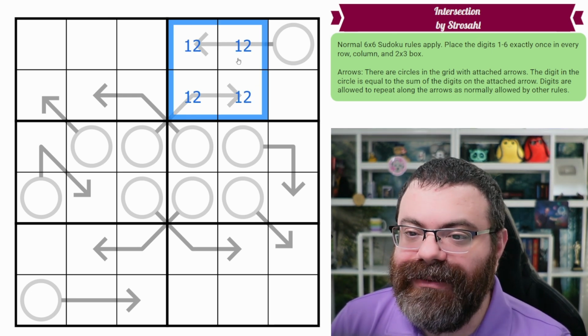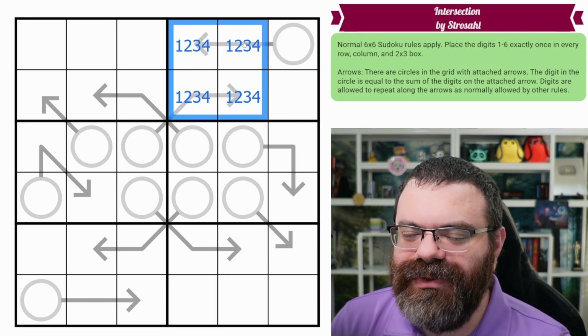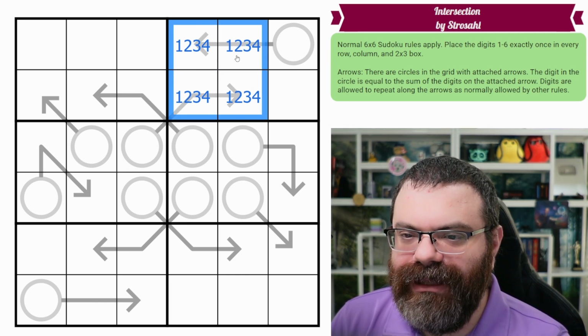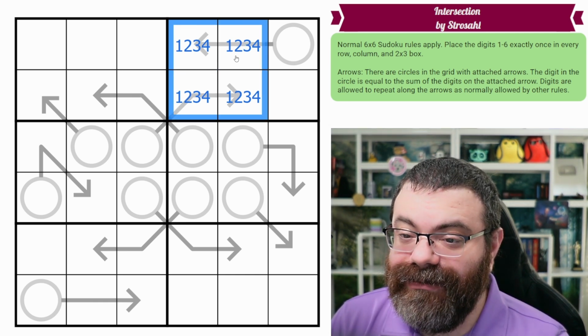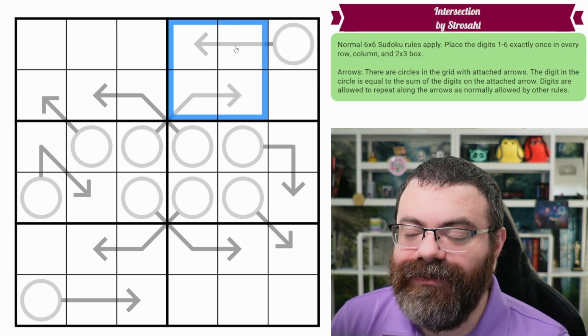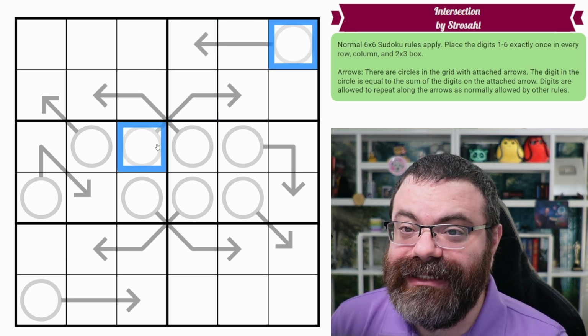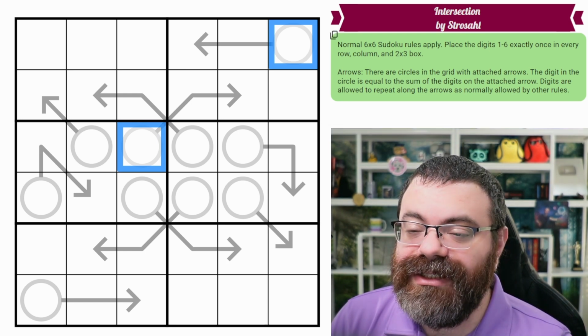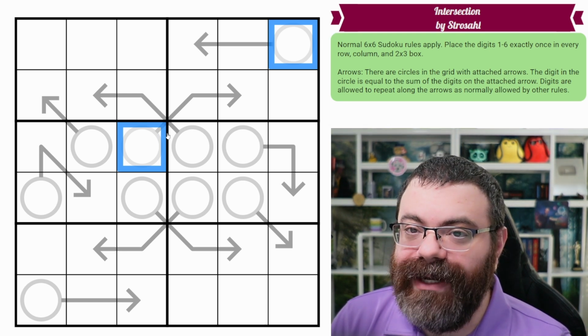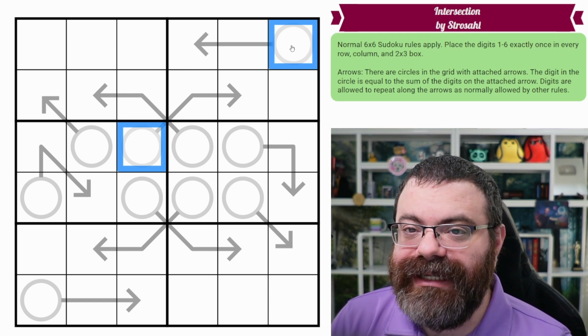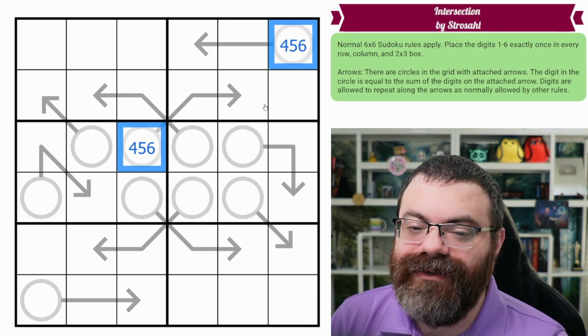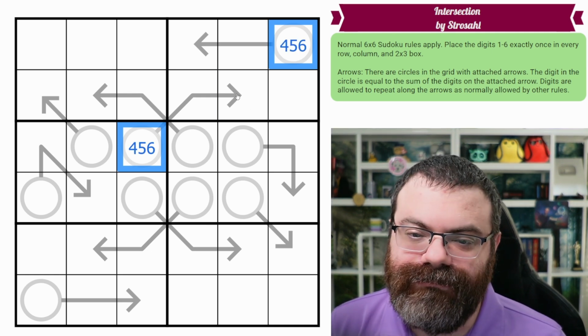Now, what do these 4 digits add to at minimum? Well, we can't repeat anything. So at minimum, we're putting 1, 2, 3, 4 there. That adds to 10. At least, right? So these 4 cells add to at least 10. Now these 2 cells then add to at least 10. So what is the smallest digit I can put in here? Well, I can't put a 1 because the other would have to be 9. 2 would need 8, 3 would need 7. So these are from 4, 5, 6.